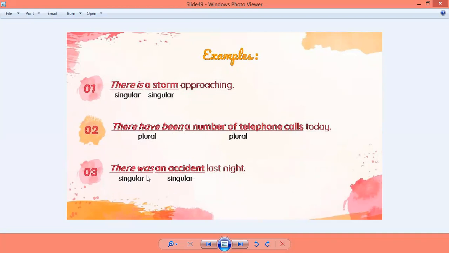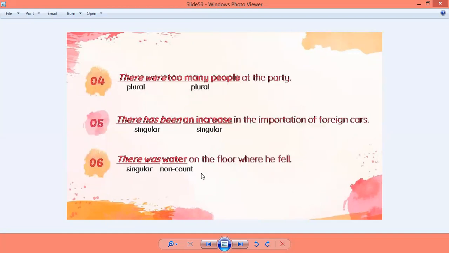there was use हुआ है, there were use नहीं हुआ, right? And therefore we know that our subject is going to be singular, and hence we have used what? An accident. Accidents use नहीं किया. Next, there were too many people at the party. There were है इसलिए plural होने वाला है. Too many people. There has been an increase in importation of foreign cars. There has is singular, तो an increase आएगा, right? There was water on the floor when he fell. There was है, तो water है वो non count as in singular में use किया है हमने.